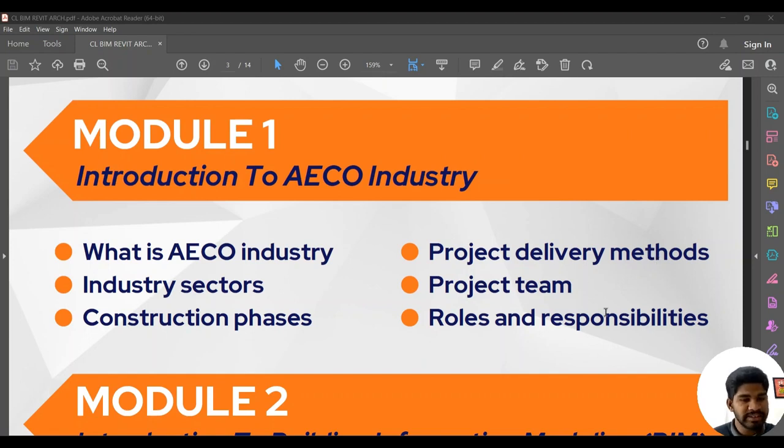Inside this module, we will be discovering the industry sectors, construction phases, project delivery methods, project team, the roles and responsibilities. This content is prepared by me in such a way that there is a slight difference between the academic curriculum and this curriculum, because I included the latest project delivery method also, that is integrated project delivery. To implement that, we are making use of BIM, that is Building Information Modeling. We will discuss this in more detail in our classes.